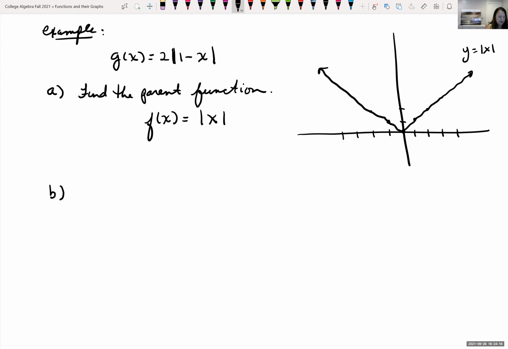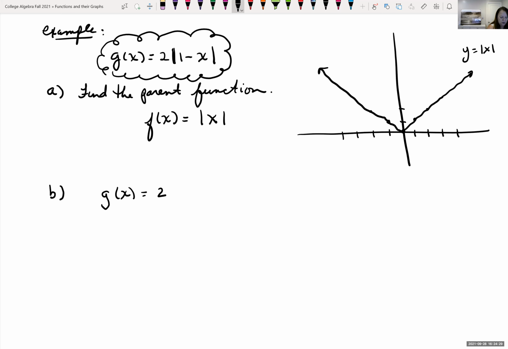I'm going to rewrite my g of x a little bit, and I think that's going to help us see a little more. And so g of x, another way that I can rewrite this is 2 absolute value. I'm going to rewrite it as -x plus 1 instead of 1 minus x. So I see that this negative is in front of my x value.